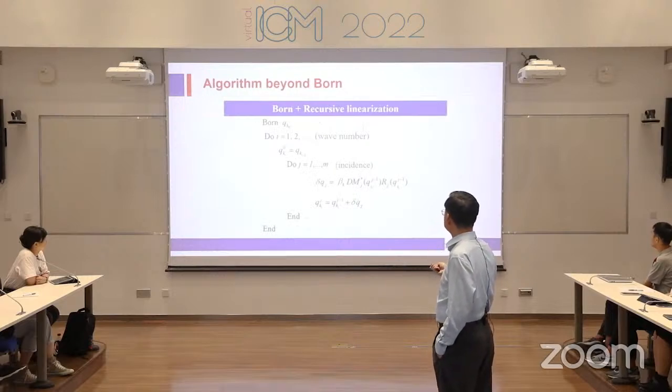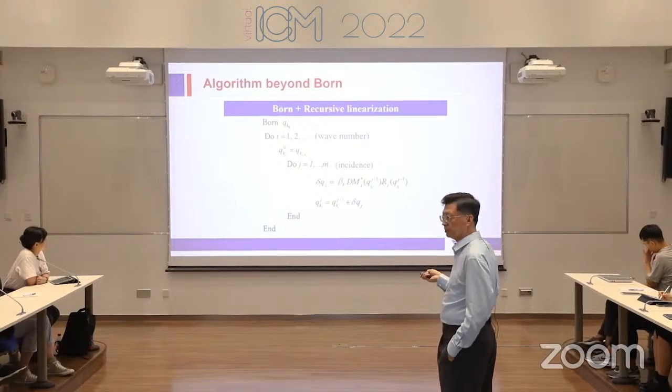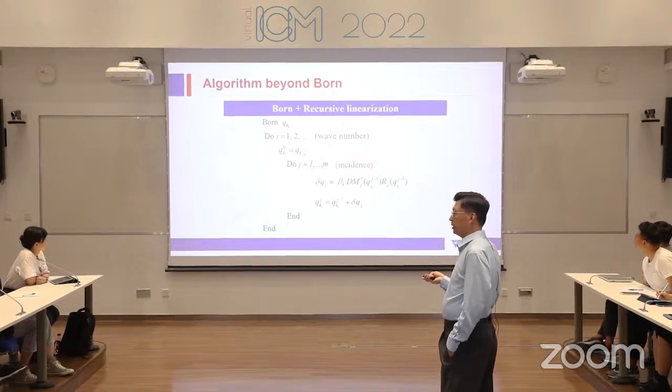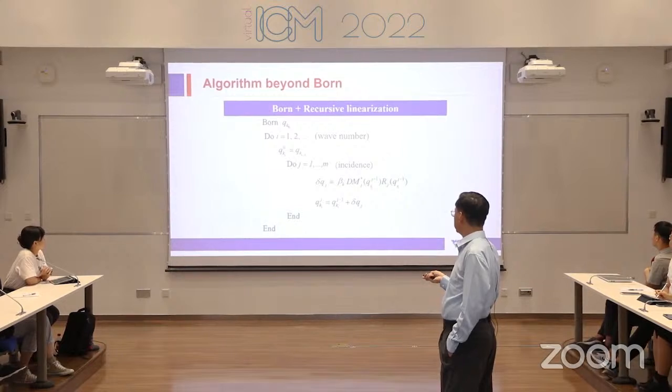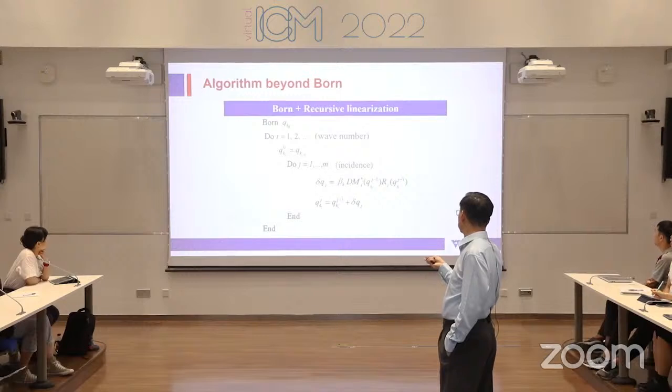So here's the method. We call the algorithm beyond Born, because a lot of people in practice would simply use the linearization, or the Born approximation, as a solution for the inverse scattering problem. Later on, you can see from the examples that this could lead to big errors, sometimes over 90% error. We start with the initial guess obtained from the Born approximation.